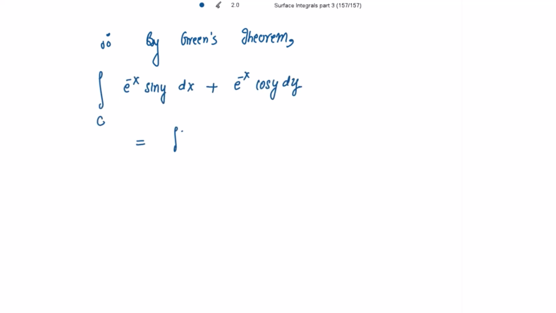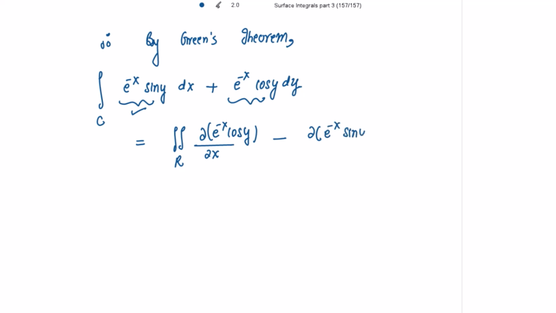So therefore, by Green's theorem, the given line integral is equal to the double integration over the region R. If this is P and this is Q, writing here the partial derivative of Q with respect to x minus the partial derivative of P with respect to y, and writing here dx dy.